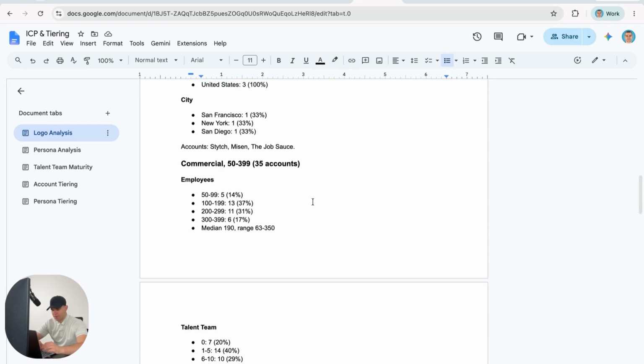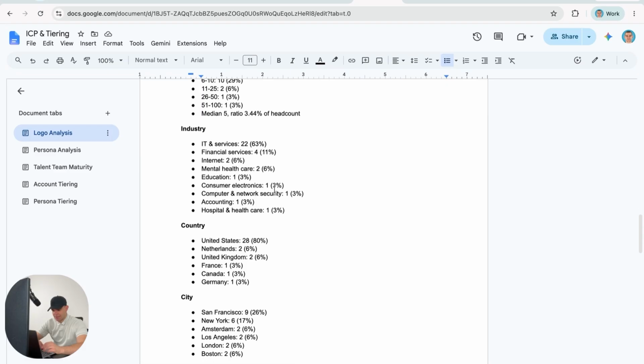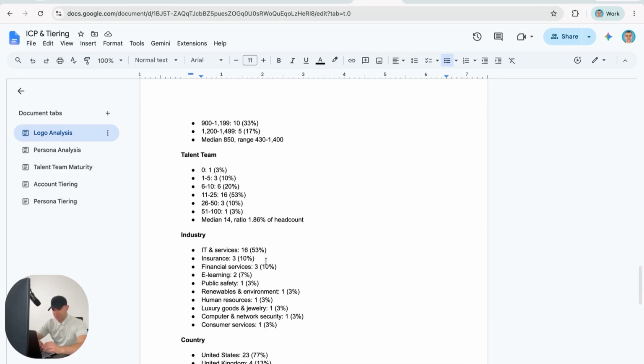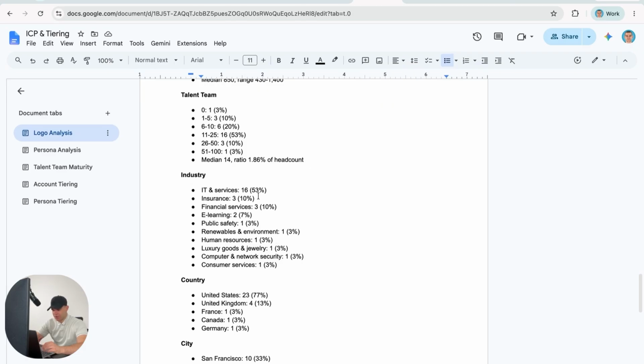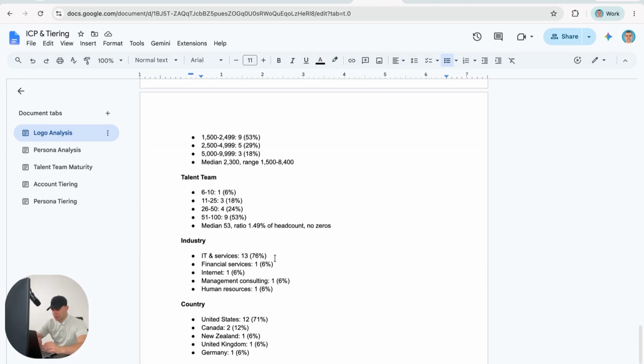Let's see what it looks like for commercial. Okay, 63% in IT and services, 11% in financial services. Let's have a look at mid-market. We've got 53% in IT and services, insurance coming out on top again, financial services as well. So we're seeing a bit of a pattern here. IT and services, financial services.